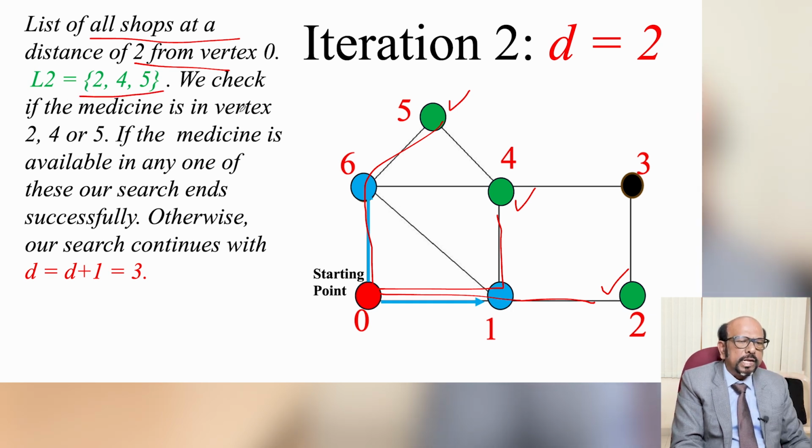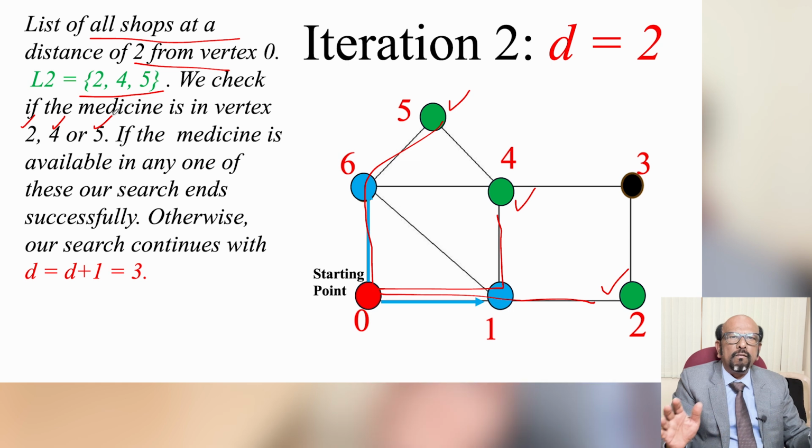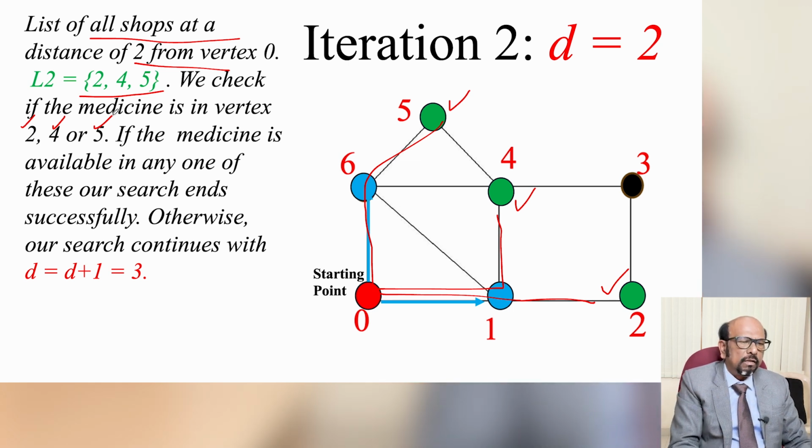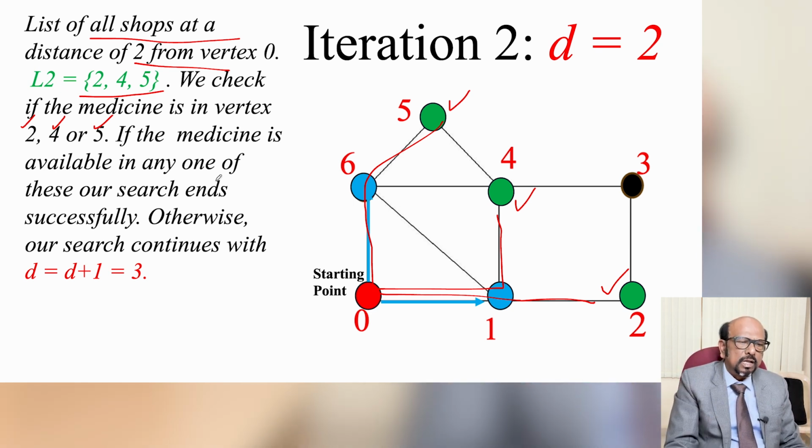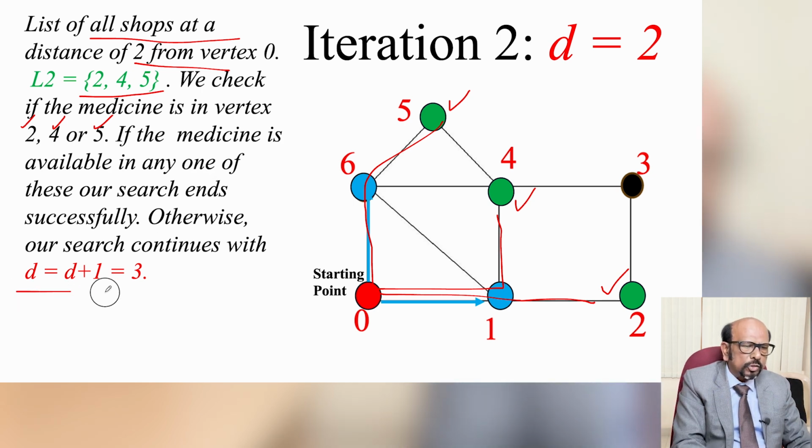We check if the medicine is available in 2 or 4 or 5. One by one, we will have to search all of them. If the medicine is available in any one of these, our search ends successfully. Otherwise, our search continues with D equal to D plus 1.